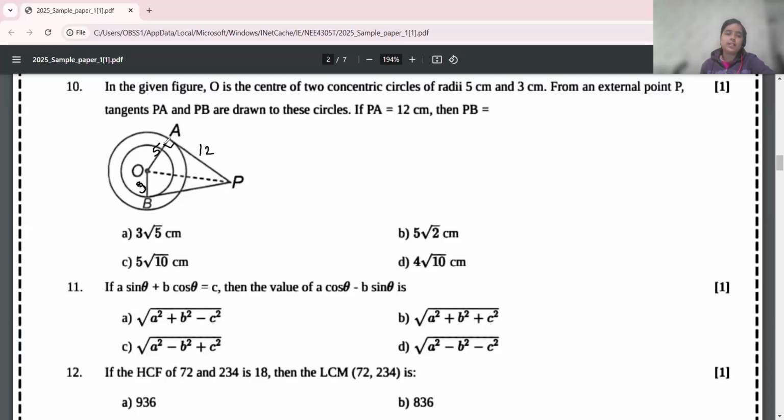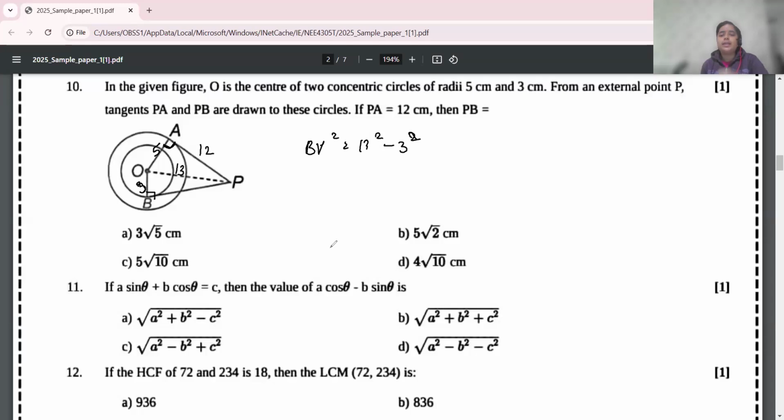Now look here, this is a right angle triangle formed with OA and AP as the sides. Putting the Pythagoras theorem here, we get OP as 13 centimeter. Now again we have a right angle triangle OBP, and thus we can find the length of BP as BP square is equal to 13 square minus 3 square.